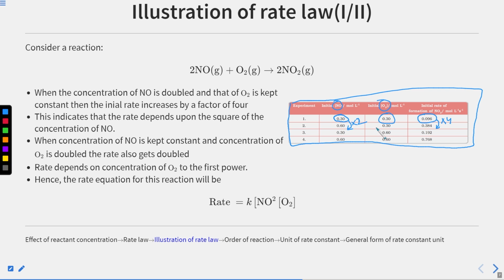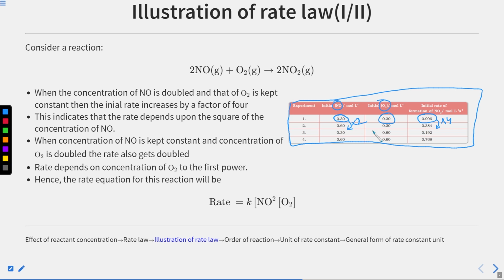So this indicates that the rate depends on the square of the concentration. Sorry, if we are doubling the concentration of the reactant, we are getting the rate of reaction 4 times. Okay, so that would mean that the rate of reaction is square-time dependent on the concentration of NO.